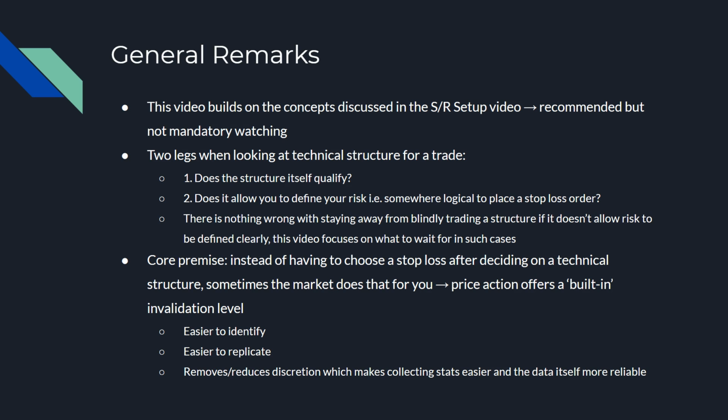Now, something to bear in mind is there are two legs or branches when looking at a technical structure for a trade, and people tend to fixate on just one of these and leave the second one, arguably the more important one, to chance or randomness. It's not really something that newer traders are systematic about. The first part is the obvious one. Does the structure itself qualify? So is the level good enough?